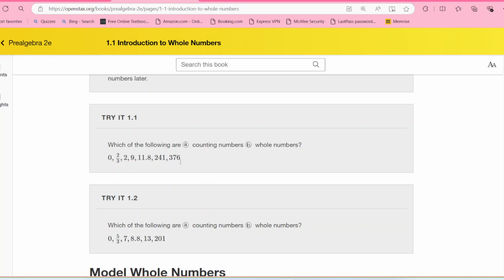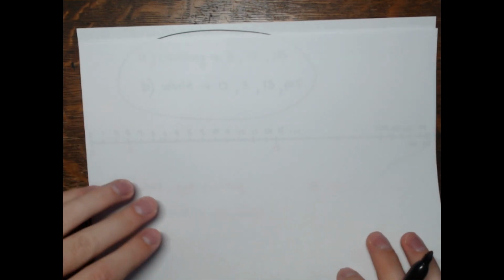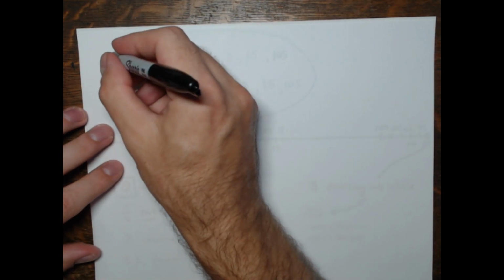And 376, again, not a fraction, no decimal point. So this is also counting, and if it's counting, it's also whole. We already saw 0 in Example 1.1, right? 0 is whole, but not counting. All right. So in my answers here, this is Try It 1.1.